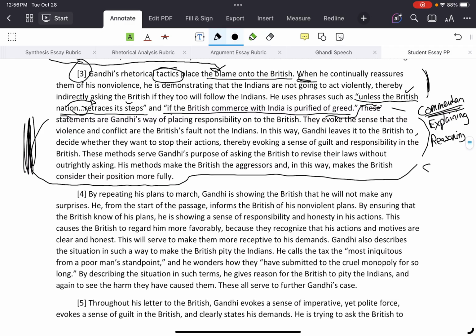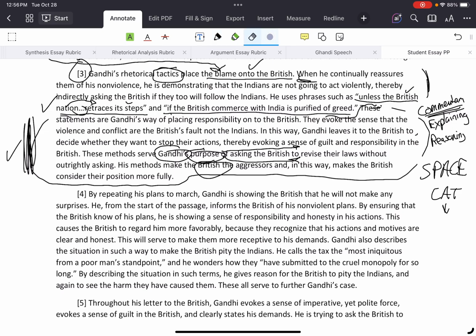So again, you could bring in space elements. He again mentions the speaker. He's mentioning the audience. He mentions the purpose again. And he's mentioning actually multiple purposes for the British to revise. He's trying to make them feel a sense of guilt. So he's kind of bringing in the appeals part of Space Cat. So again, it's easy up here to talk about your rhetorical choice. It's easy right here to talk about examples of rhetorical choice. It is very, very difficult right here to talk about how you're explaining these things.